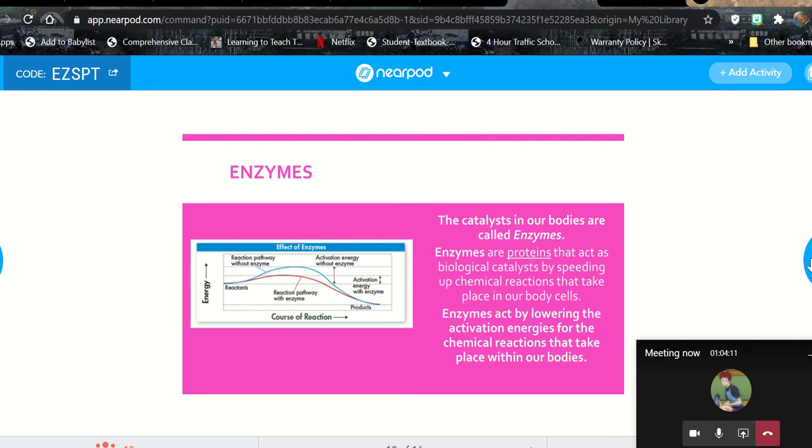So the red line is saying how fast a reaction happens with an enzyme, and then the blue line is saying a reaction without an enzyme. Notice that the blue line is higher and it's taking longer for the reaction to happen. The red line is lower, taking less energy for the reaction to happen, therefore it happens faster. Right? So that's how you look at this chart.